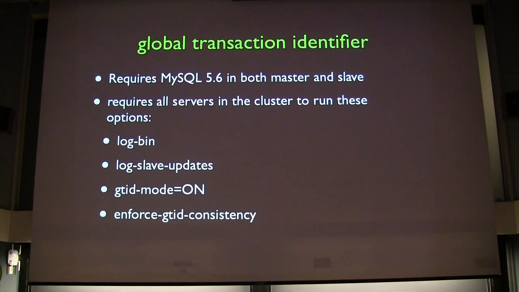Notice that if you do log-slave-updates, it means that you are doubling the binary logs. So in the slave, you will have the relay logs and the binary logs. So be aware of this. This will cost you a tiny bit of performance. gtid-mode equals on, and this is simple. I mean, it means I want global transaction identifiers to be enabled.